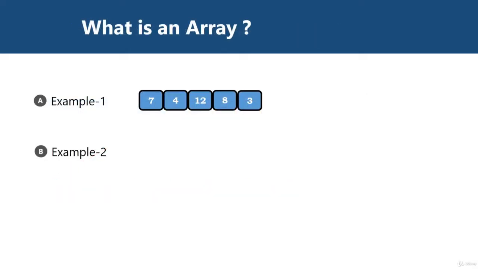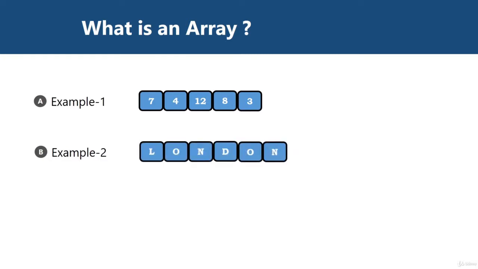Let us look at another example. Arrays are not only limited to having integers. Here is an array which contains 6 characters. You can find character L at index 0, character O at index 1, and so on till character n at index 5.